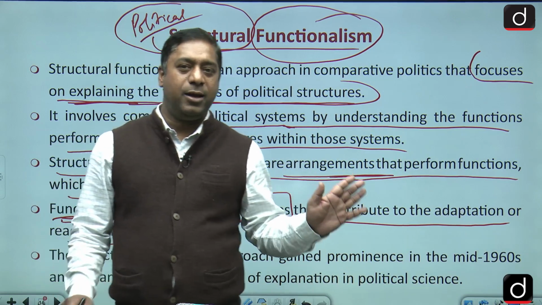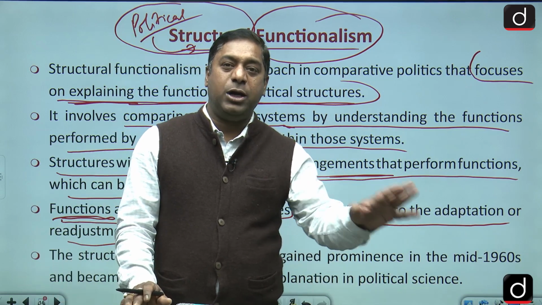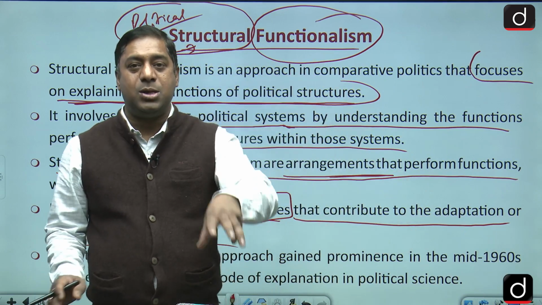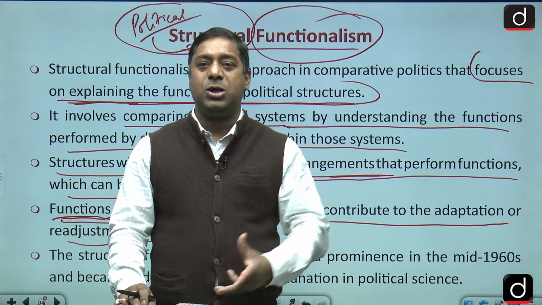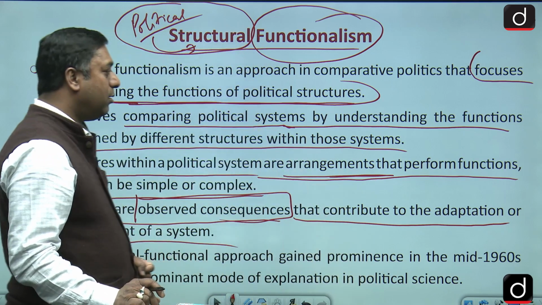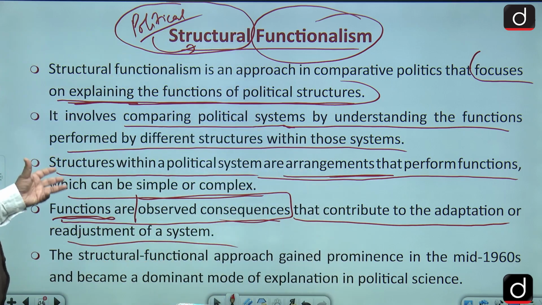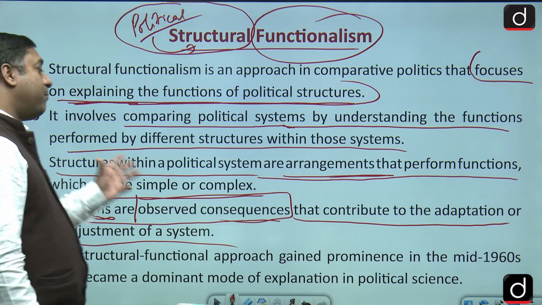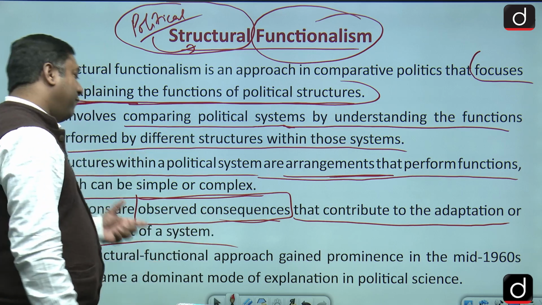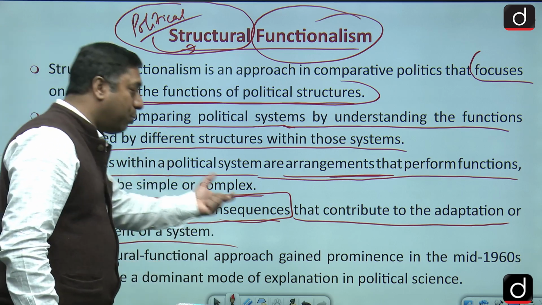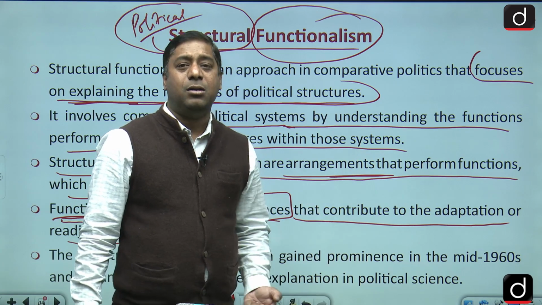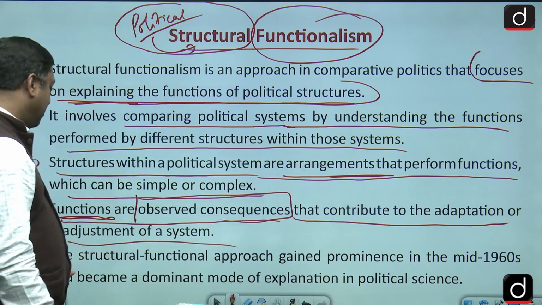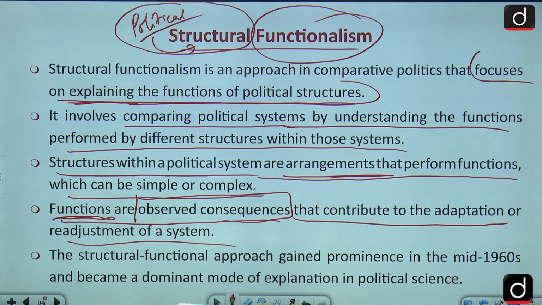ठीक है? Clear? That means a political system has political structures. Each political structure has its own functions which it is performing. ठीक है? मतलब they have their own functions according to their arrangements, which can be simple as well as complex. So the functions are what? Observed consequences. And these observed consequences can be adaptable or they can be readjustment of a system.